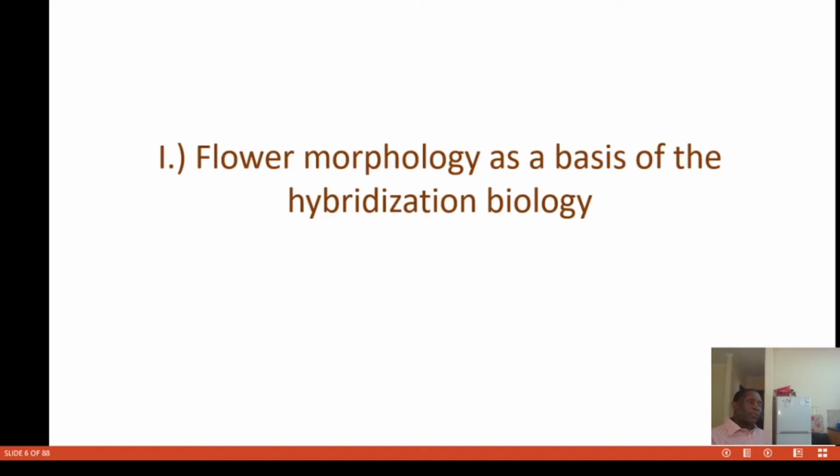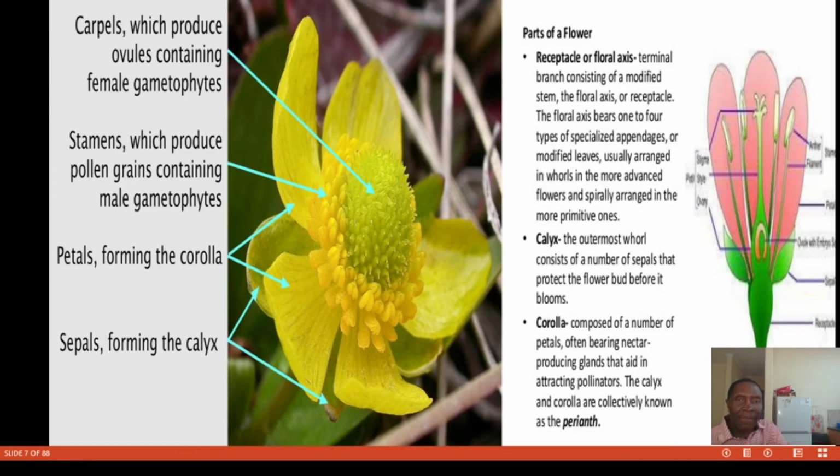So the first port of call in this is to begin to look at the flower morphology as a basis of the hybridization biology. And I'll move fairly quickly on this one because it is described as we go further in the slides. I'll not go again part by part as we'll have to understand this in the subsequent slides that we'll be talking about. And of course, you'll have this in your notes.